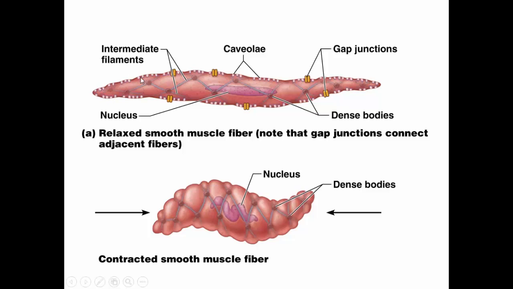Now when we see our smooth muscle, here we have the little caveolae, these little end pouches. These are the dense bodies, a single nucleus, and you don't see any striations because we don't have that overlapping of myofilaments. When the smooth muscle contracts, it really does corkscrew up. It can get much shorter than a skeletal muscle as a result of this activity.